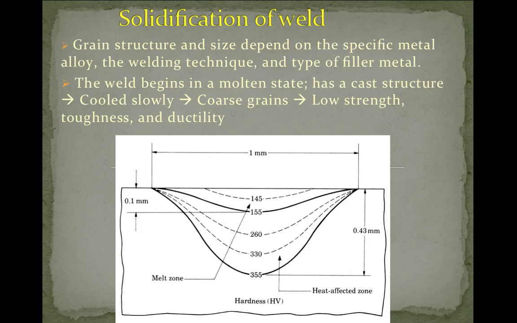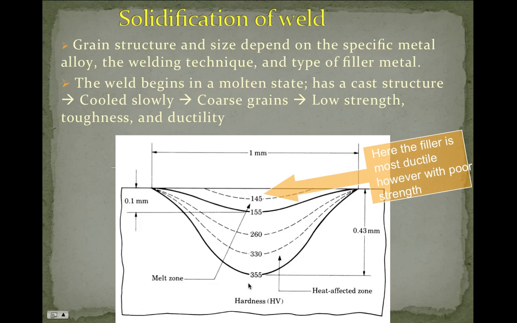It will become more soft. The material will become more soft, and here it will be more hard. Here the filler is most ductile, however with poor strength. Whereas in this bottom area, here the filler is most brittle, however with great strength. So the strength is very less in this area, and here the strength is more.